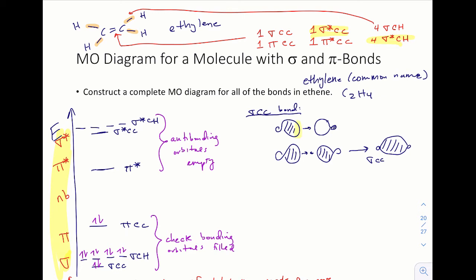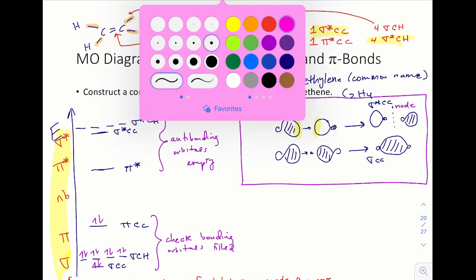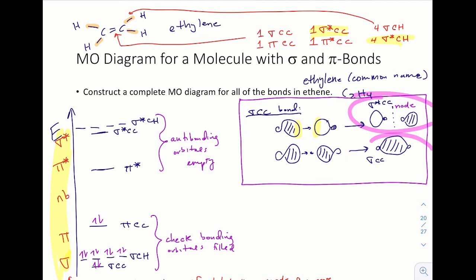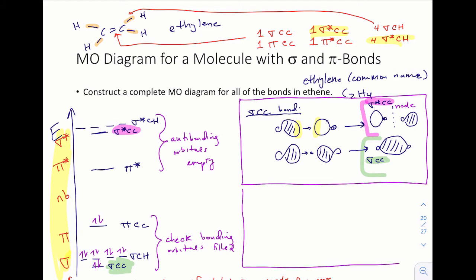So where this shaded lobe interacts with this unshaded lobe, it's like the positive phase interacting with the negative phase of the wave. Now in this picture, it looks like the big lobes and the small lobes have traded places, but that is not what has happened. What has happened is that these two big lobes canceled out in between the two nuclei, and there's a new node there. So these represent the cartoon molecular orbitals for sigma star CC and for sigma CC. Let's go ahead now and show the pi and pi star orbitals as well.